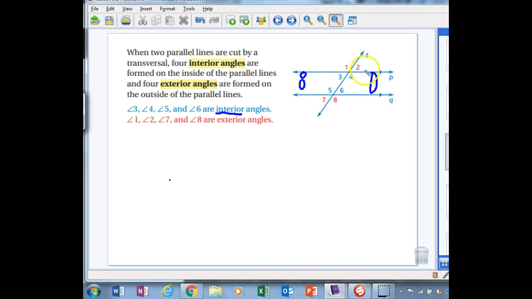Out here in red are the exterior. So the outside of your vehicle is the exterior. If you can make that connection, that's going to help you out a little bit. When we talk about interior angles, we're talking about the 4 angles that are inside the vehicle. When we talk about exterior angles, we are talking about the 4 angles that are outside. Try and make that visual connection. It's going to help you.